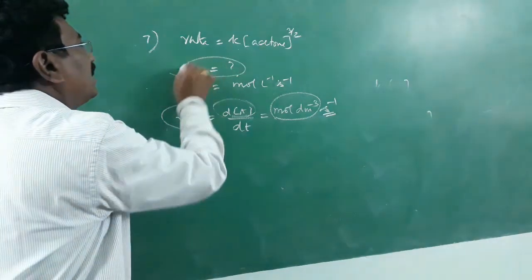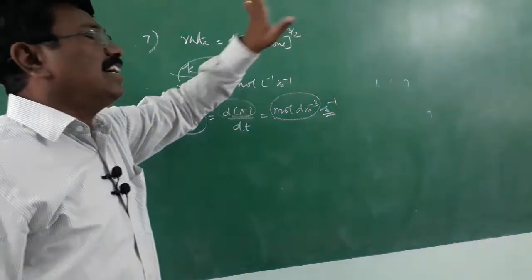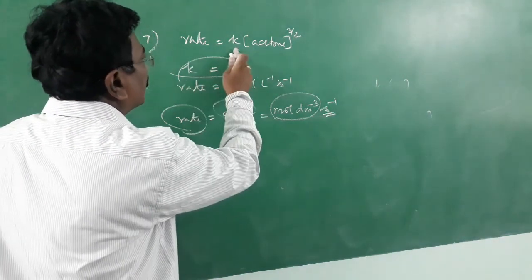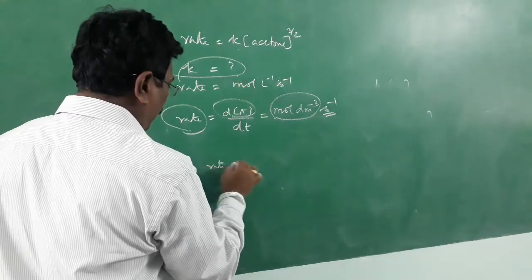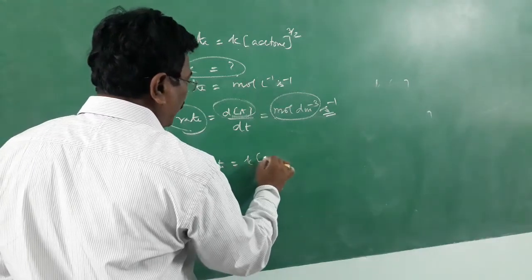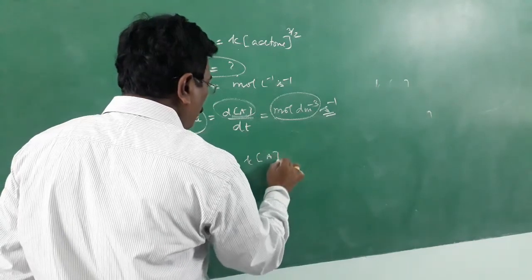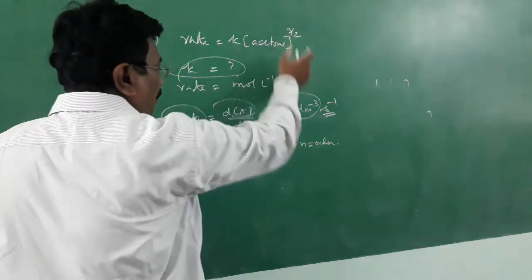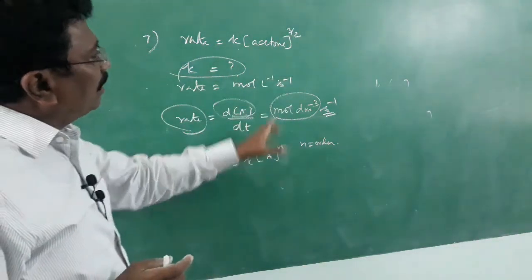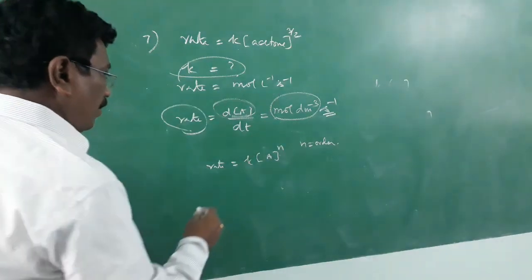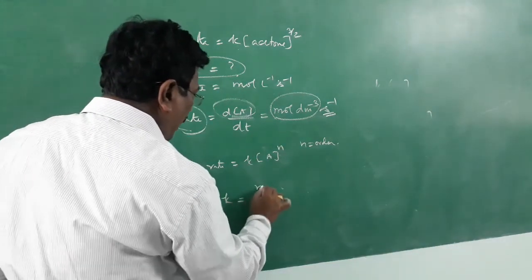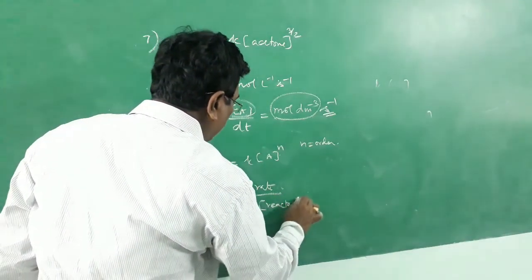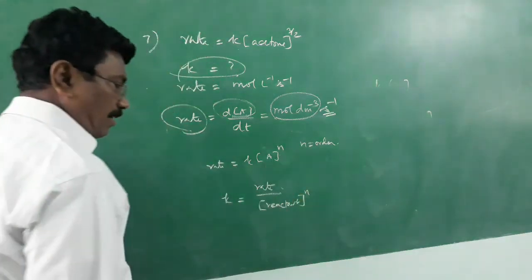What about rate constant? Rate constant depends on order, because rate is equal to K into something. Rate is equal to rate constant times concentration of reactant to the power n, where n is the order. Here n is found to be 3 by 2. As a general rule, I can explain it for any other reaction also. Rate constant K is equal to rate by concentration of reactant to the power n, where n is order.